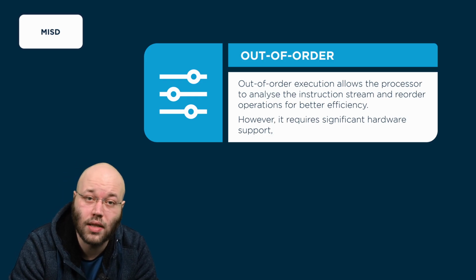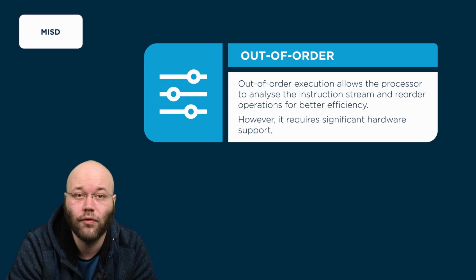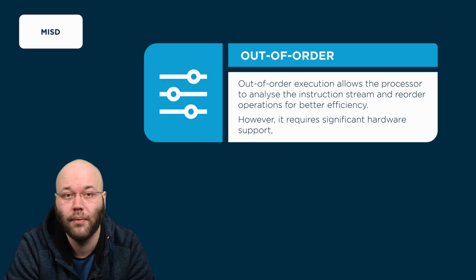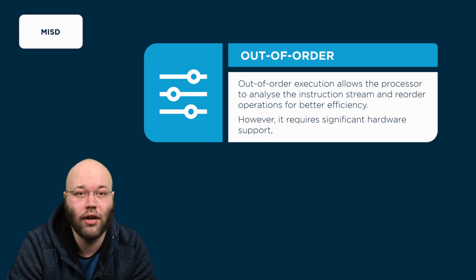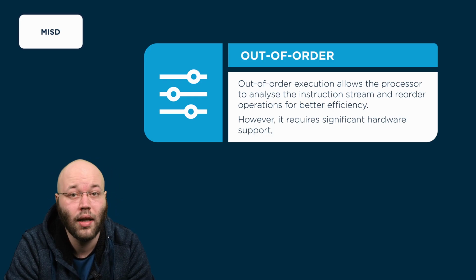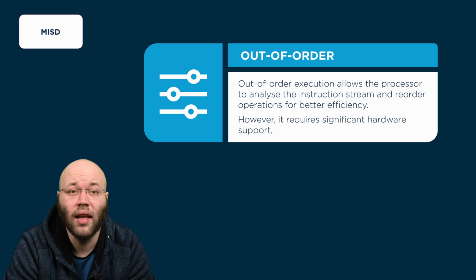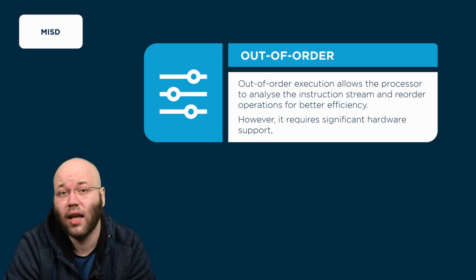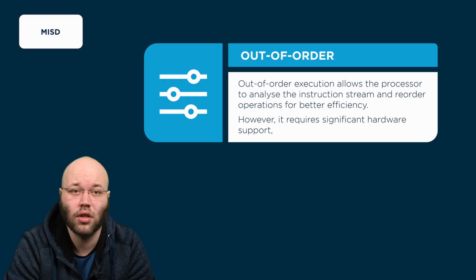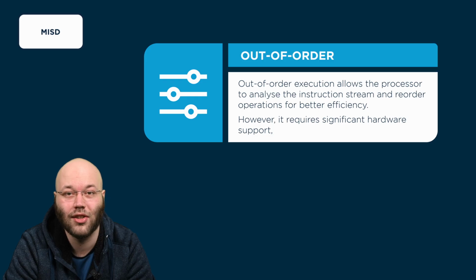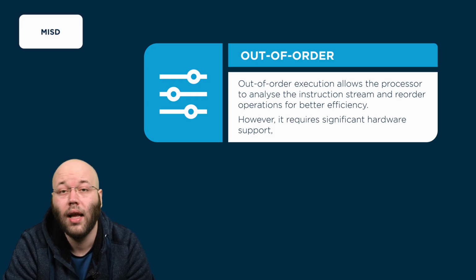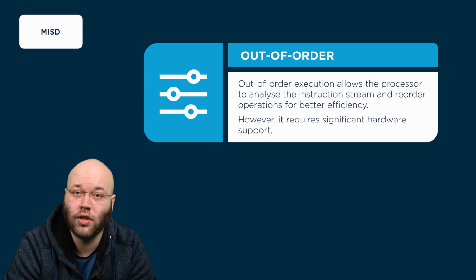In a purely sequential system, the second instruction would have to wait until the first is fully completed. However, modern processors can recognize that these operations are independent and execute them simultaneously as long as there are available resources. This technique greatly enhances performance, especially in workloads where dependencies between instructions are minimal. However, it requires significant hardware support, including additional transistors and complex scheduling mechanisms. As a result, some processor generations have experimented with disabling or limiting out-of-order execution to balance cost and performance.